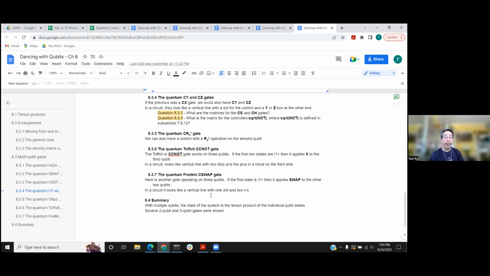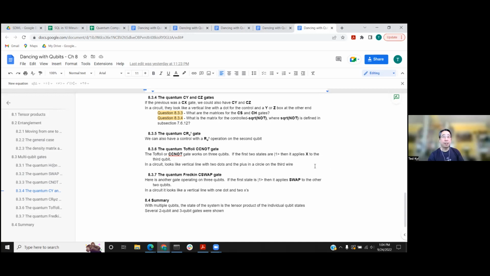And then there's this C swap, or Fredkin. I don't know if Fredkin's used. I've seen Toffoli used. But the C swap gate basically says if the first qubit is ket 1, then it applies the swap gate to the other 2 qubits. And again, there are notes on the pictures of these.